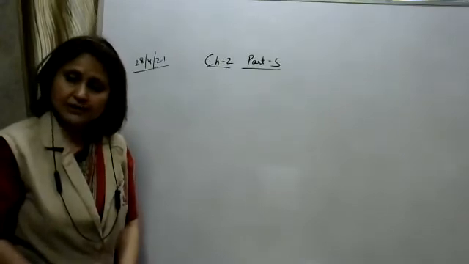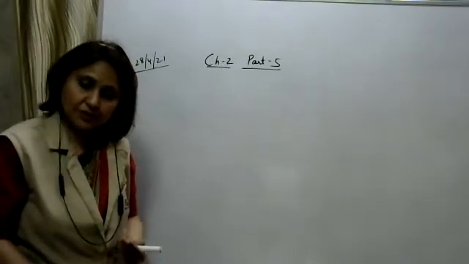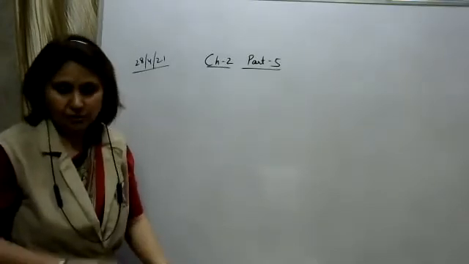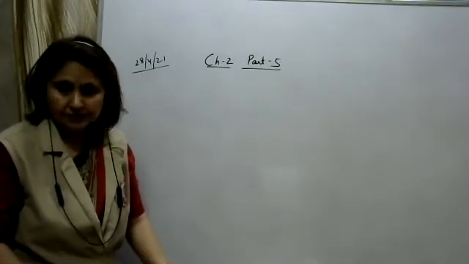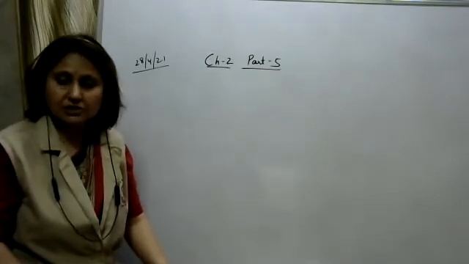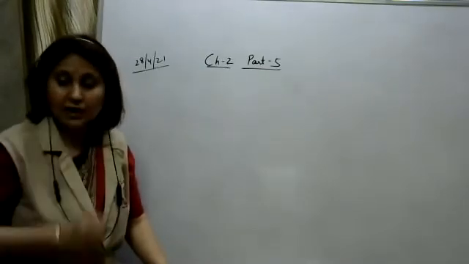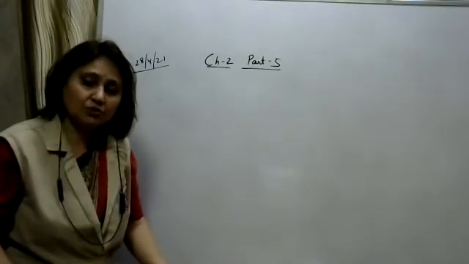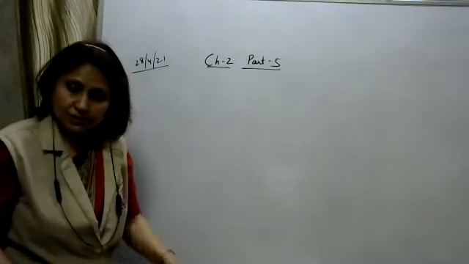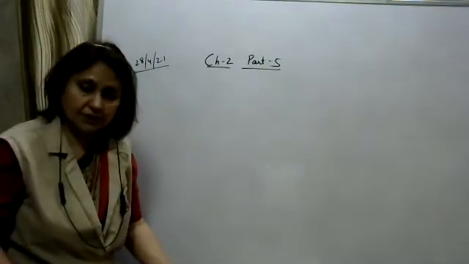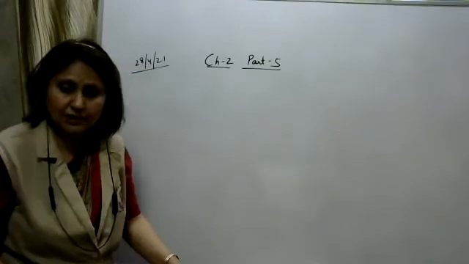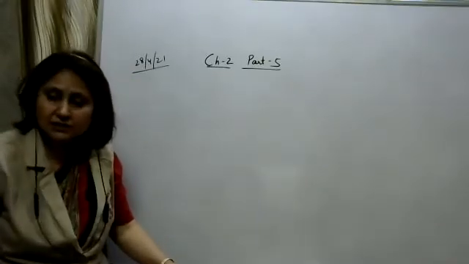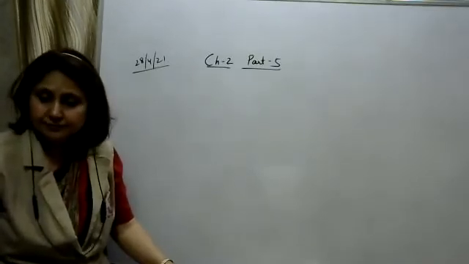Then we found the expression of the potential energy between two point charges in the absence of an external electric field. What is the expression of the potential energy? K Q1 into Q2 upon R. K is the constant of proportionality, 1 upon 4 pi epsilon naught. This potential energy may be positive or negative depending upon Q1 into Q2. For like charges, the potential energy will be positive. For unlike charges, it will be negative.